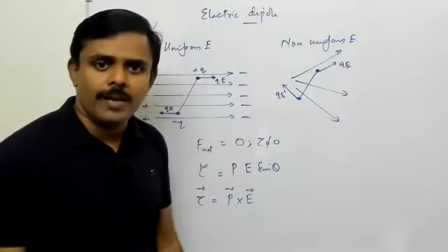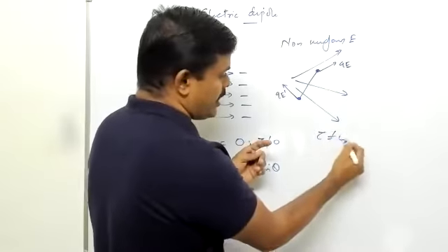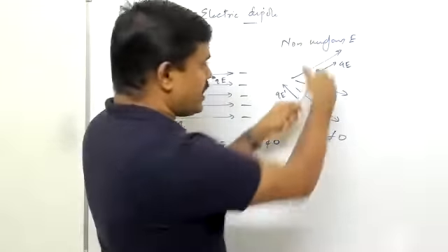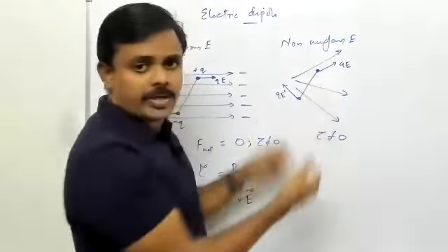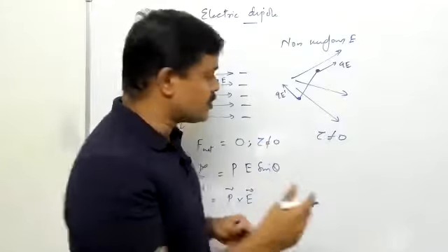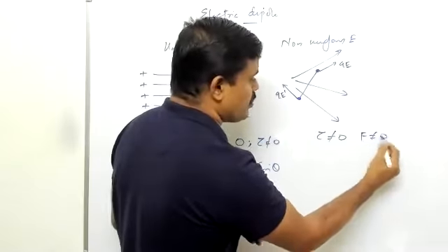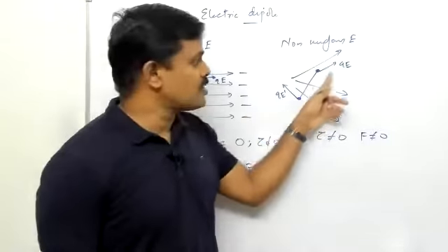Non-uniform electric field. What will happen here? The dipole has a torque. Already the dipole has a torque because both the ends are being given forces, right? So the dipole will rotate. At the same time, the dipole will have a force also. Force is not equal to 0. Why? Because one force is QE dash, the other force is QE.